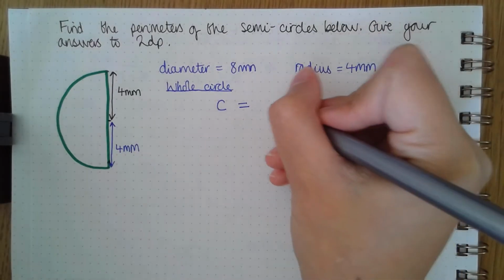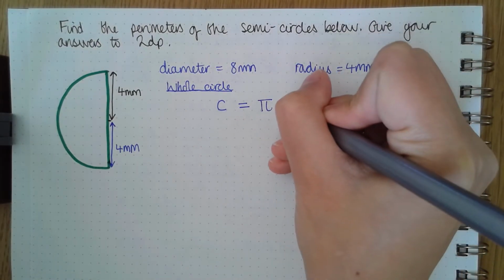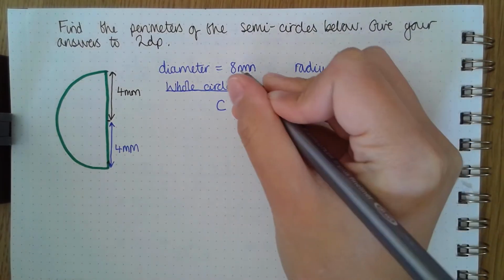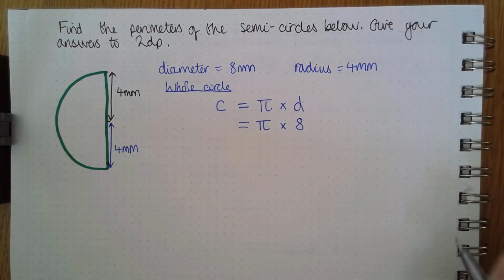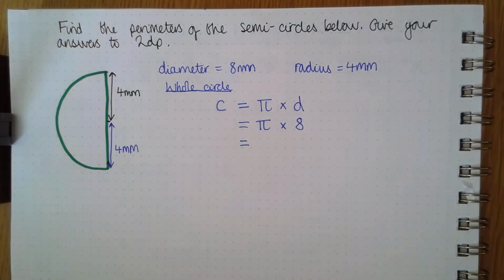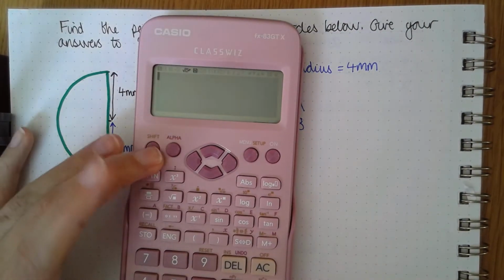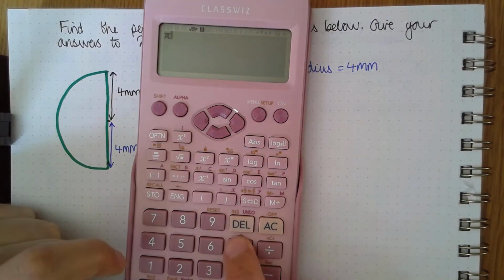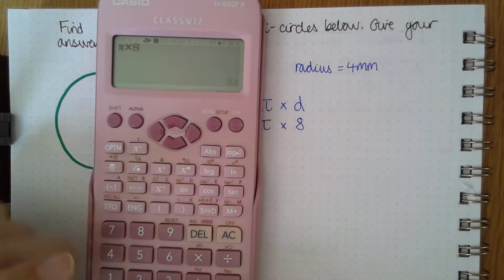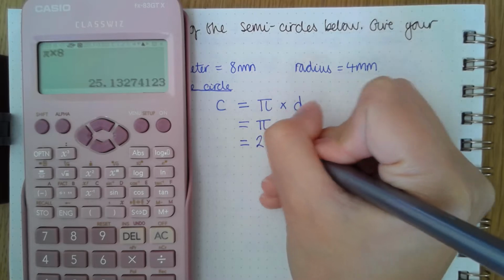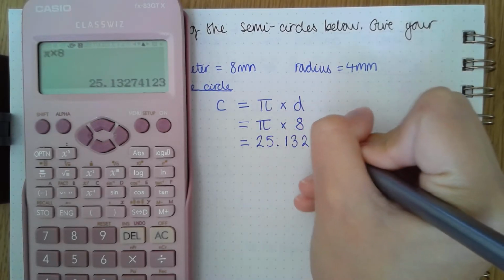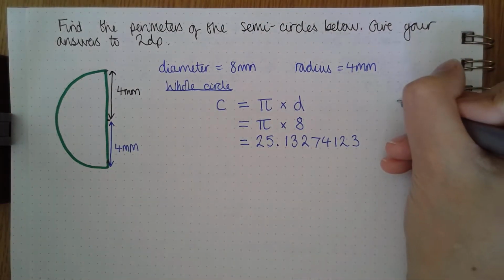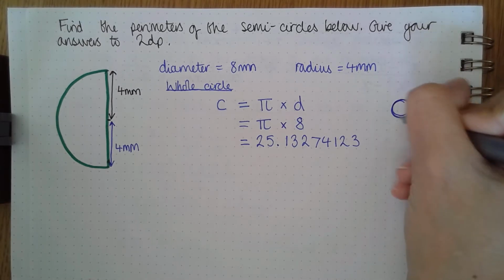So I'm going to use pi d. So we know pi stays the same, and diameter is 8. Remember we typed that in our calculator: shift and then the button down here, or you can use Google. You can type in 8 times pi and that will come up with the answer. So pi times 8 is equal to 25.13274123. So that is the edge all the way around the circle.